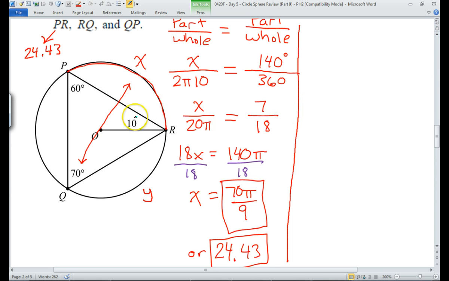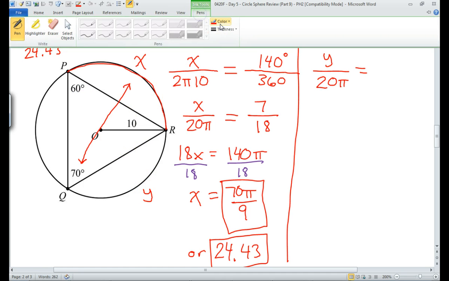For this arc, once again we're going to do part over whole equals part over whole. And the part, this time we're calling it Y. The whole, well, it's the same circle, so the whole will still be the circumference 2 pi r, which turns out to be 20 pi. So we can sort of skip that one step and use the 20 pi from before. We can also use the angle that matches with the arc Y.